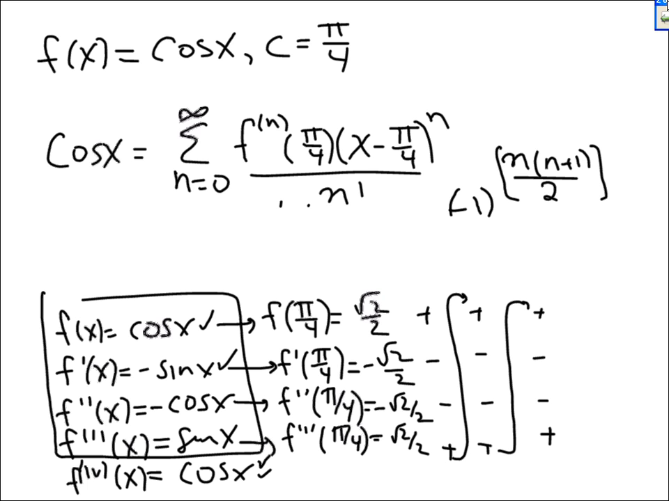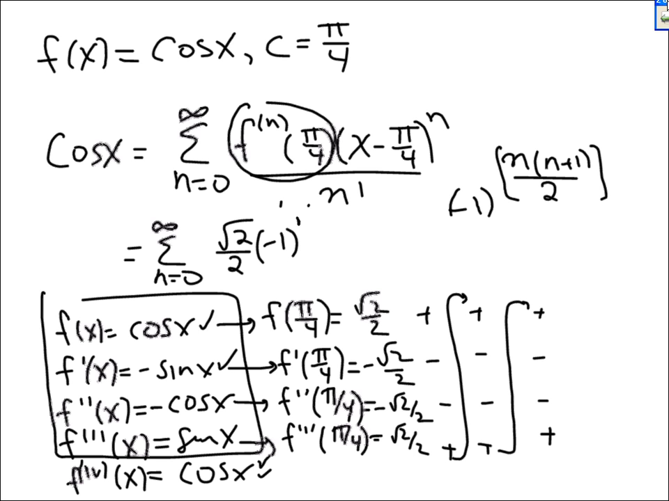Okay, so F of x is equal to the summation, and n goes from 0 to infinity. Other than the sign, the nth derivative at pi over 4 is square root of 2 over 2. And we just can't forget the sign. Like I just said, the sign is going to come from negative 1 to the n times n plus 1 over 2, times x minus pi over 4 to the n, and all of this gets divided by n factorial.